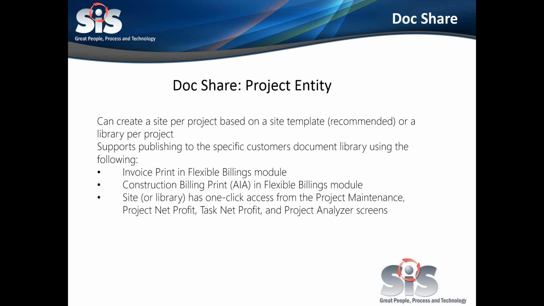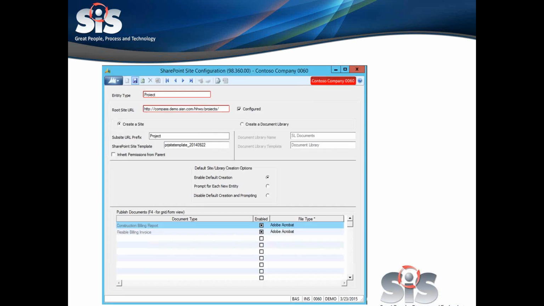So what that will do is allow you to do either invoice print from Flexible Billings module, or the construction billing print, which is the AIA invoices from the Flexible Billings. Again, same thing as with the vendor and customer. With projects, you can access that project site, if that's what you decide to set it up, from the project maintenance, project net profit, task net profit, and project analyzer screen. So all of those will give you access to that.